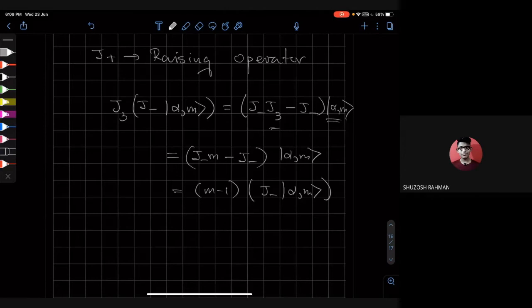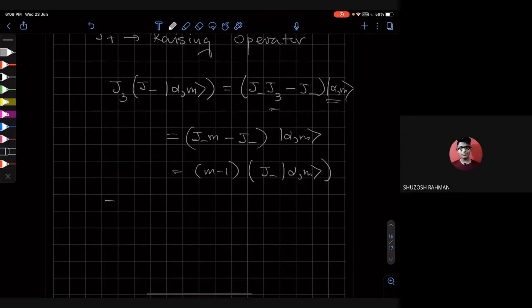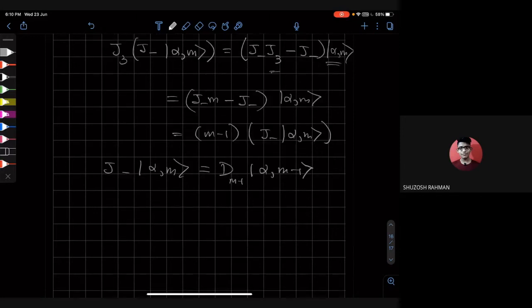So that means that J minus acting on a state reduces the J3 eigenvalue by 1. That motivates writing J minus alpha M must be proportional to alpha M minus 1, and let's call this proportionality constant D M minus 1. And we can call J minus the lowering operator.